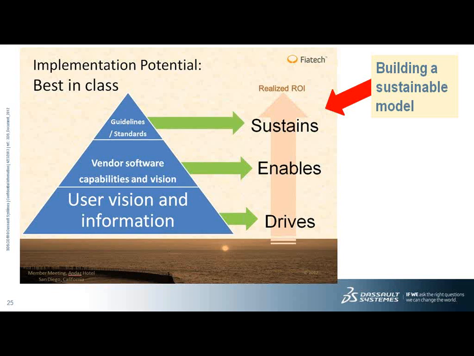Dassault's done it in vehicles and in aerospace and all this, and now is bringing all that into oil and gas in a very aggressive manner. But we understand that we cannot do this alone. We need to make it a sustainable model. We need to get the industry to start to look at standards and how this is going to move forward and be a long-term solution and strategy for the industry.